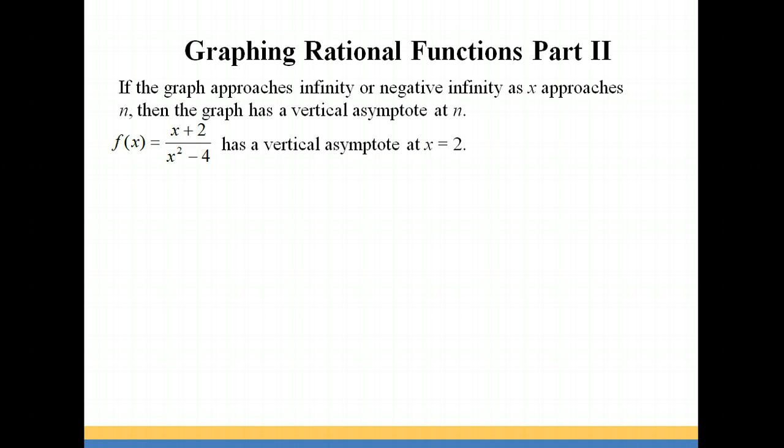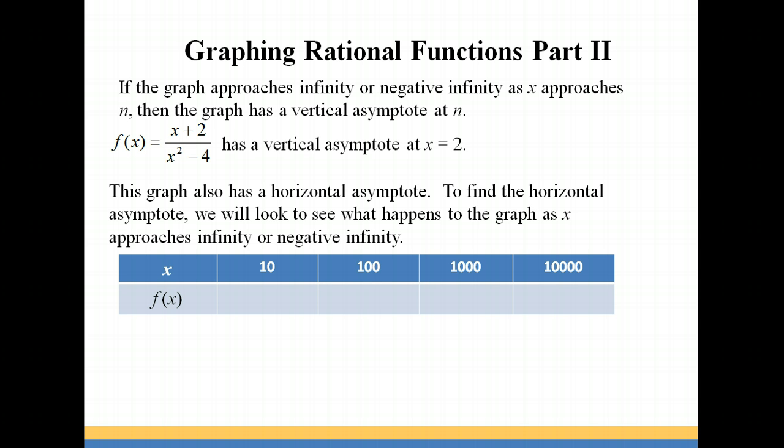That's going to give us our vertical asymptote. Okay, so the next thing that we want to do is find our horizontal asymptote. So for that, we want to see what happens to the graph as x approaches infinity.